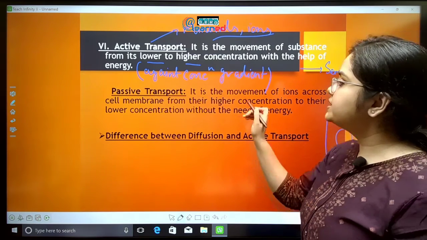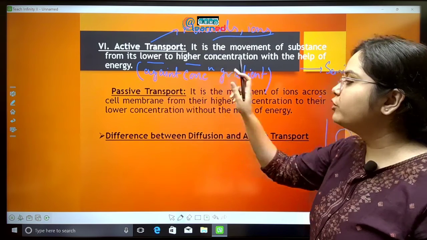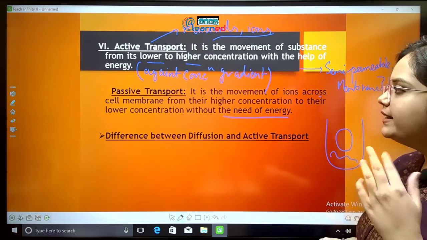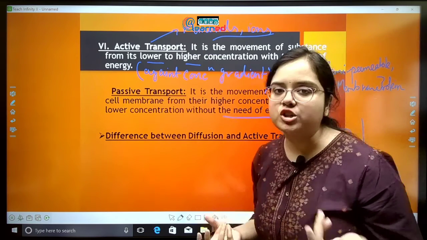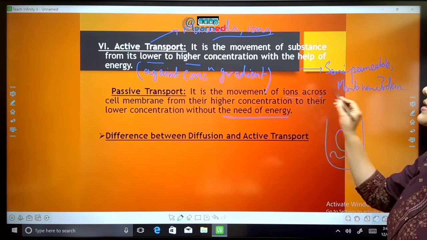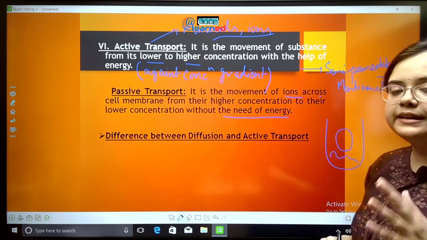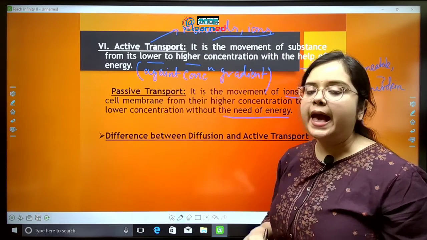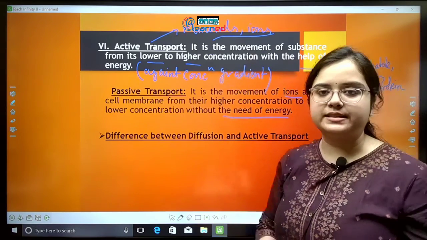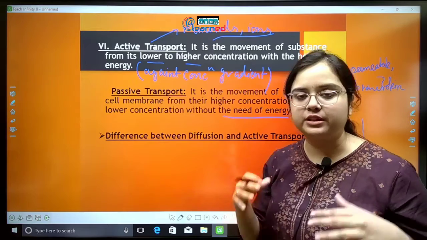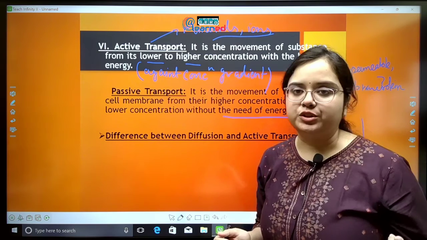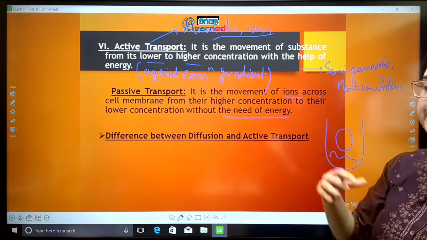And passive transport is the movement of ions across the cell membrane from higher concentration to lower concentration without the need of energy. So can you tell me what is the difference between osmosis and passive transport? The difference is that ions are transported in passive transport, and in osmosis only solvent molecules. Osmosis is actually a type of passive transport. Passive is more encompassing, transporting ions, molecules and solvent molecules, whereas osmosis is only transporting solvent molecules. So osmosis is a type of passive transport.